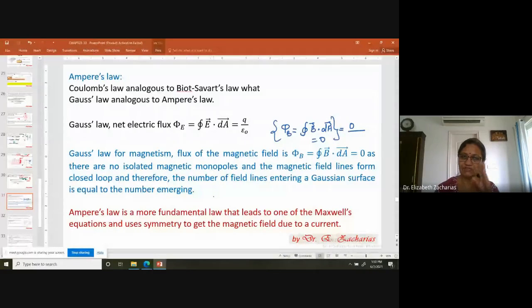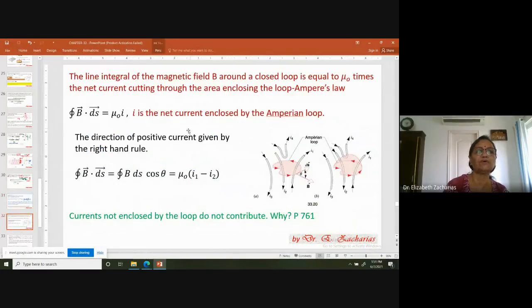And please remember, just as we talked about Gauss's law being a more fundamental law, which becomes one of the Maxwell's equations, here Ampere's law is also a more fundamental law, which will get into Maxwell's equations. We use symmetry. And remember, Biot-Savart's law is not a Maxwell's equation. Similarly, Coulomb's law is not a Maxwell's equation.